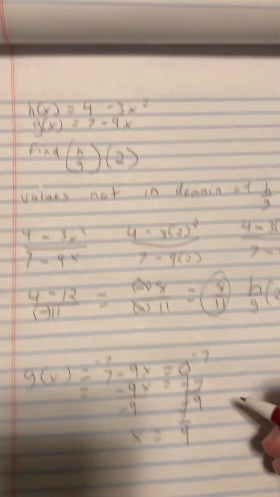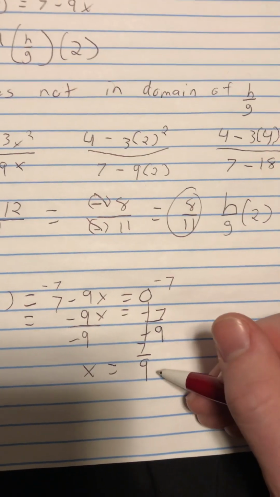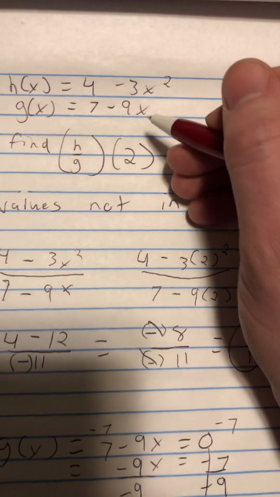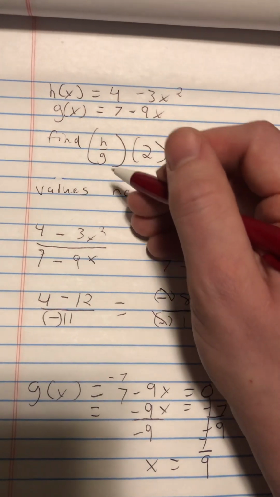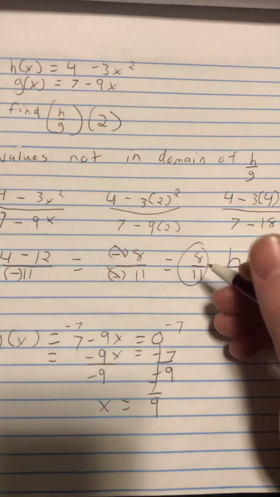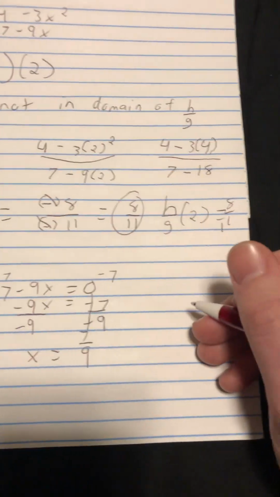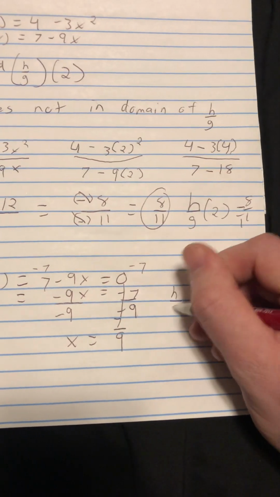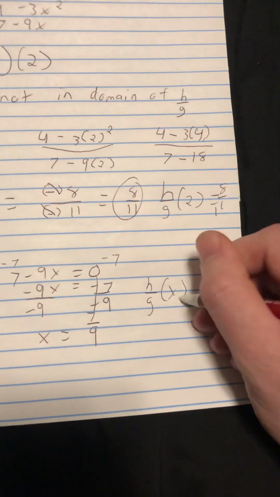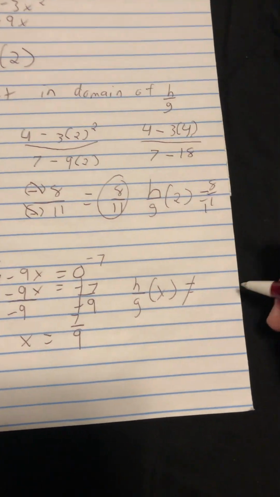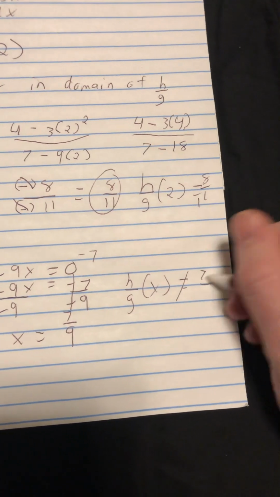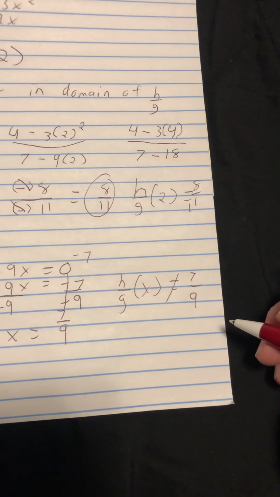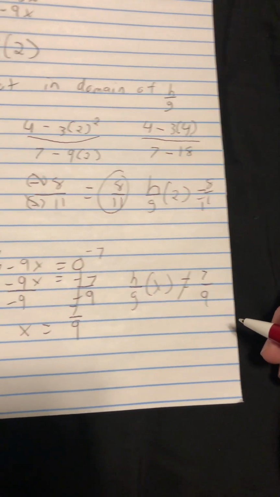And what that means is that if you take 7 over 9 and plug it into this function, then it's going to equal 0, and you are going to run into a mathematical impossibility because you can't divide by 0. So that means your answer is going to be h of x cannot equal 7 over 9. And in this case, that would be the only number here.